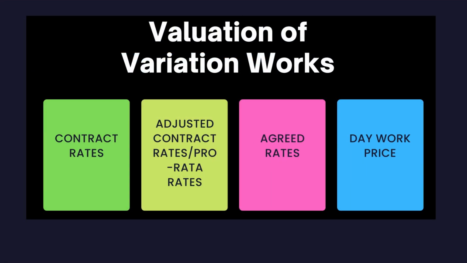Valuation of variation works. The SO must make the valuation of the variation works accordingly to arrive at the amount to be paid to the contractor. The provision lists down the rates or prices to be used in the valuation of the works. The valuation of variation works can be done by using contract rates, adjusted contract rates or pro-rata rates, agreed rates, or may also use day work price to value the work.